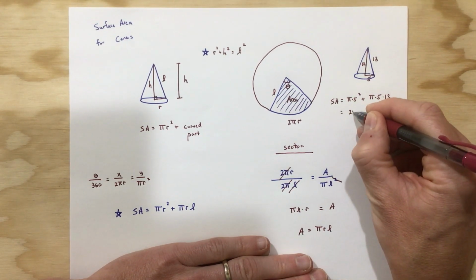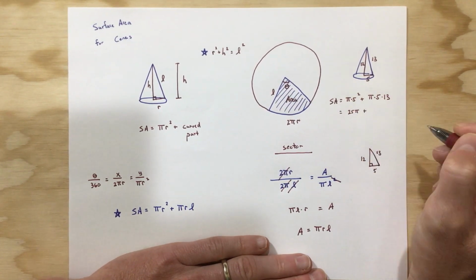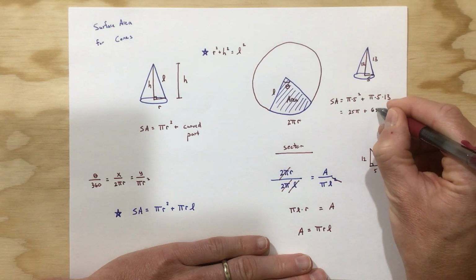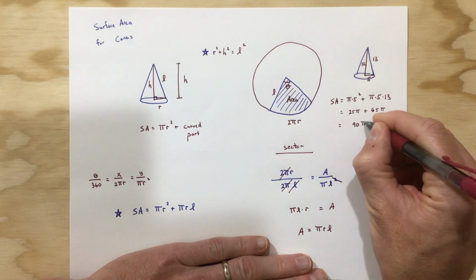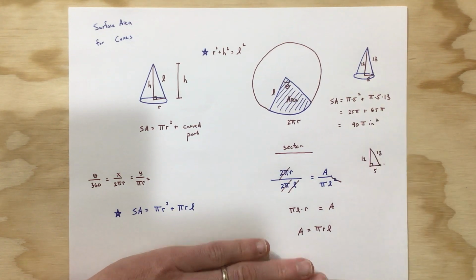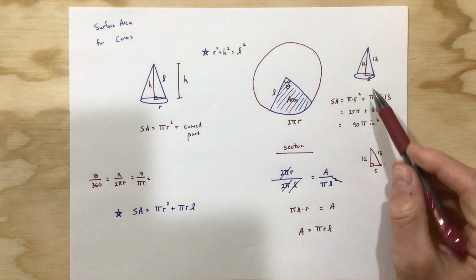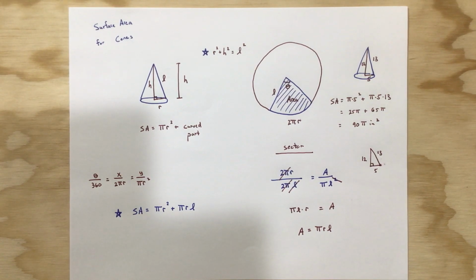Okay, so this is just 25 pi plus 65 pi, and that of course is an exact number of 90 pi, and we'll say square inches. So that would be the surface area of this particular cone. Okay, hopefully this helps you get started on cones.